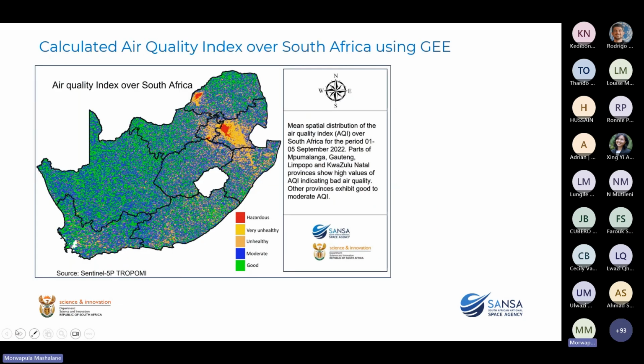So these are the preliminary results that we have. We've started the project. This is the picture of South Africa. We looked at a period between 1 and 5 September 2022. Green means that the air quality is good, blue means moderate, red and orange mean hazardous to very unhealthy. What we see is that in this province here, Mpumalanga, the air quality is very, very bad. It's hazardous because that's where we have most of our power stations. We've noticed that areas with more power stations are contaminated by air pollution and air quality is low.